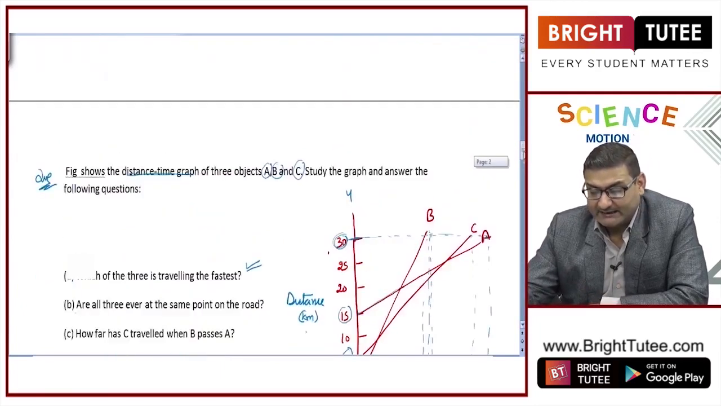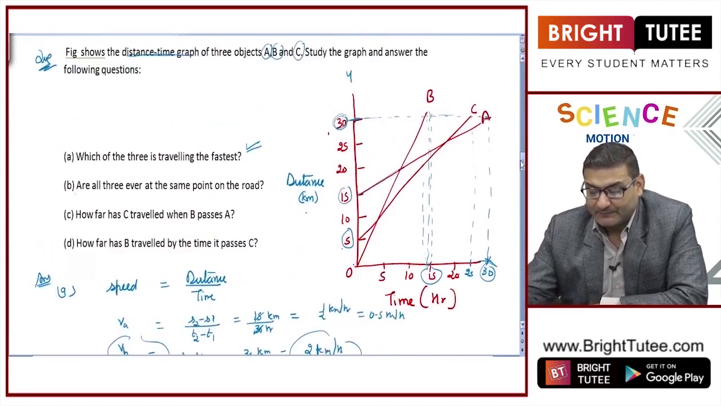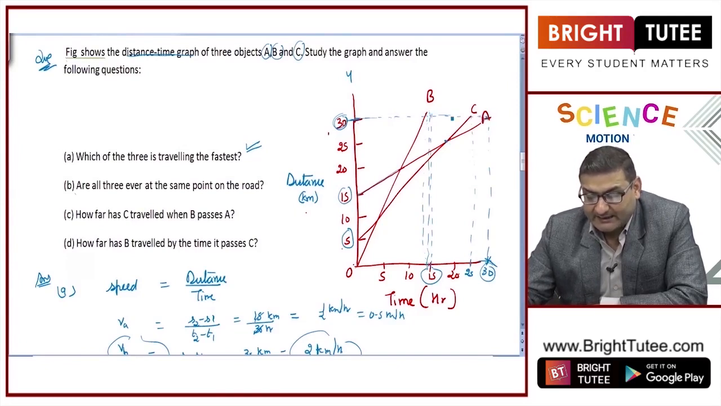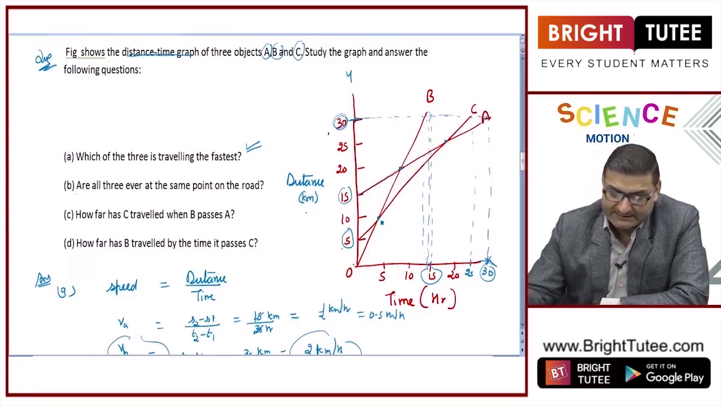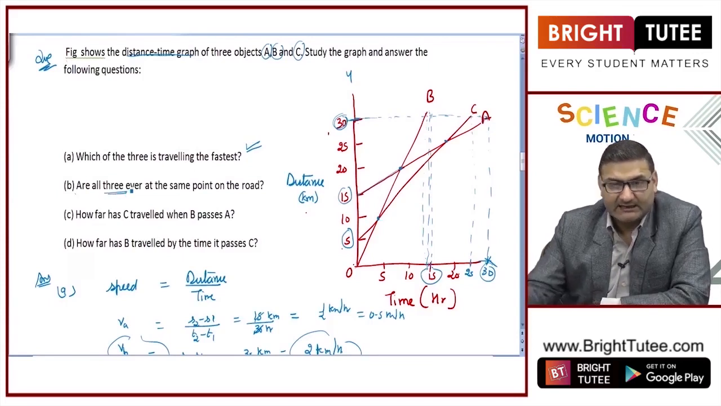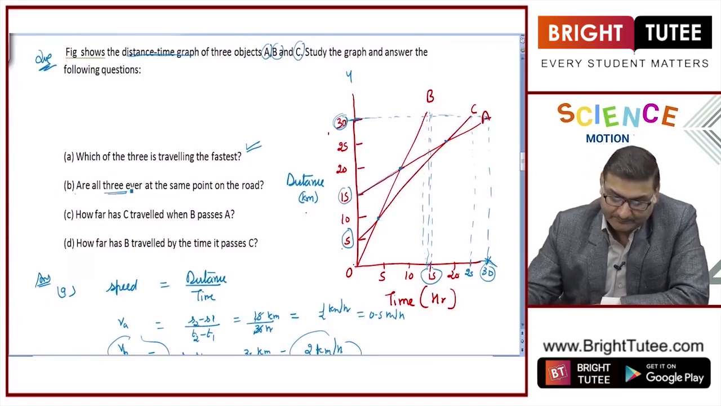Now we relate that in this particular graph, car A and car C are meeting at this particular juncture, right. So they must be at this particular point. Car B and A are meeting at this particular point, and C and B are meeting at this particular point. So there is no actual point where they are all at the same point at any place. So we say that these three cars are never at the same point on the road.